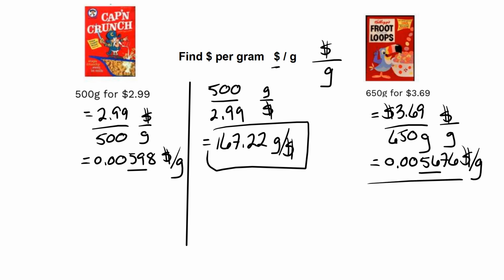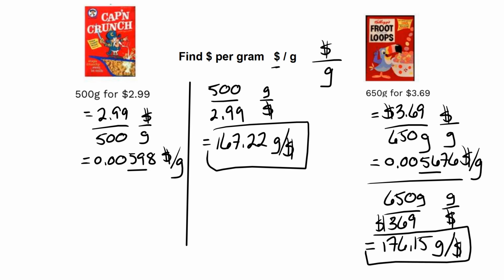On the Froot Loops, we're going to get 650 grams for every $3.69 we spend. So there's our grams per dollar again. And if we do that math, we end up with 176.15 grams per dollar. So if you look at this, we're getting 167 grams for spending a dollar there, but we get 176 grams here. So again, our Froot Loops comes out as a better choice.